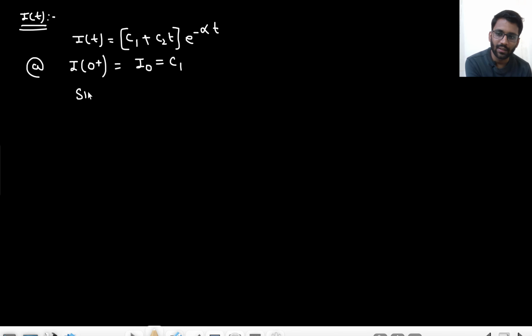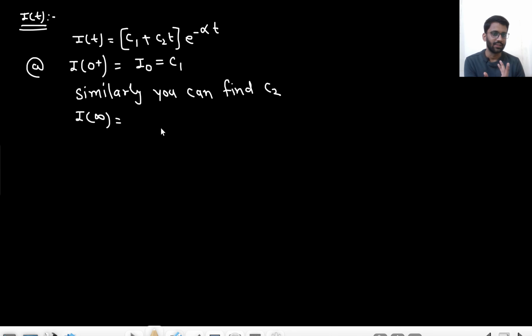Okay. Similarly, you can find C2. And what will be your I infinity? I infinity will be 0 only, right? Because the capacitor will be open circuited, so it will be 0 only. So the graph will start from I naught and will go to 0. But remember one thing, there will be no oscillations. So how will the graph look like?